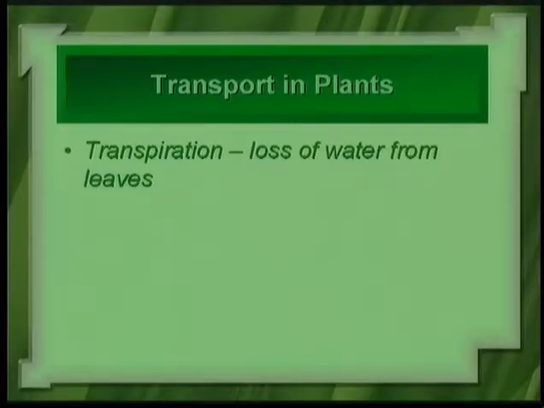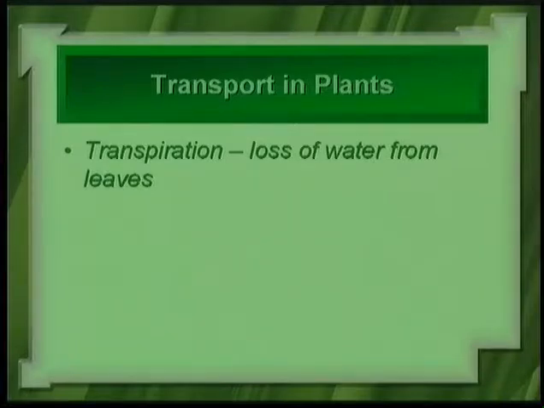Okie doke, so that pretty much sums up what we want to know about leaves. This is important material, and hopefully things are good. The next thing we're going to talk about is transport in plants. Remember that transport involves the movement of water as well as the movement of sugar and other organic substances in the plant. So one thing that happens in a plant is something called transpiration. What is transpiration?